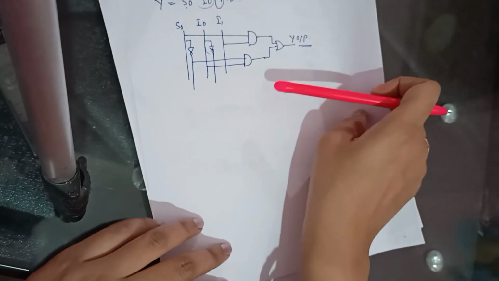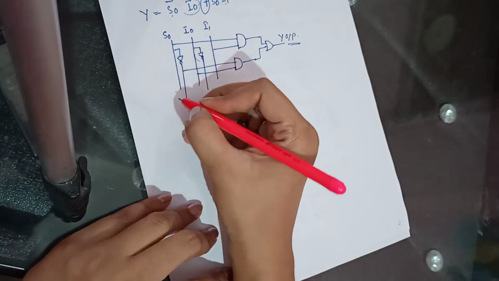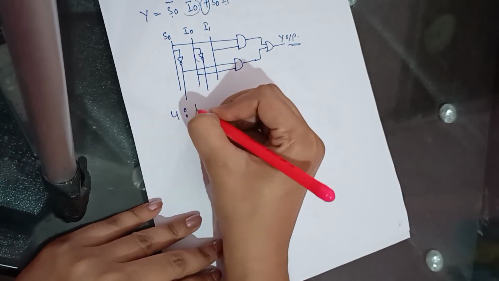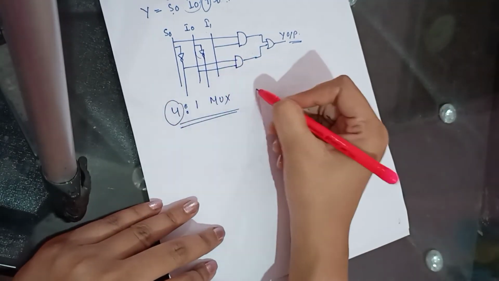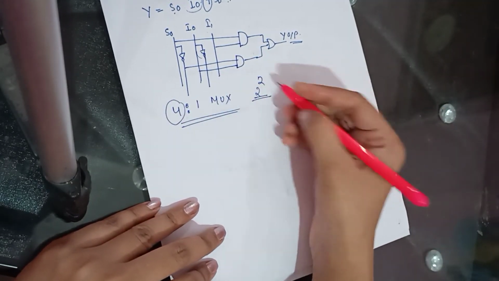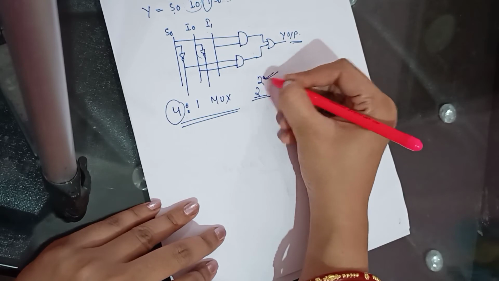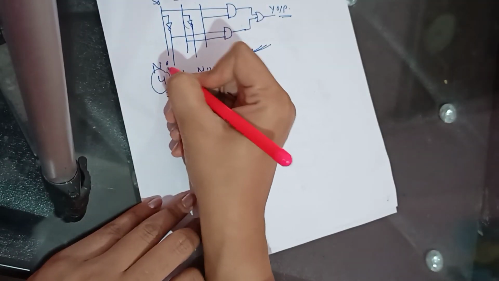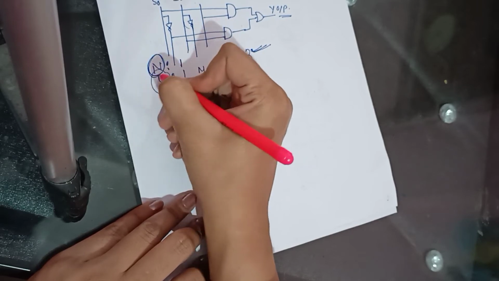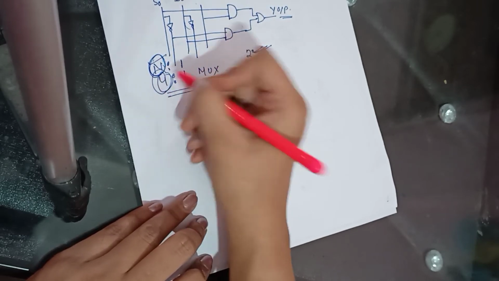Then we will see one more so that it becomes clear. 4:1 MUX. So 4 is 2 to the power 2. So how many select lines will be present? 2 select lines. So n is to 1, then input lines is n, n is equal to 4.